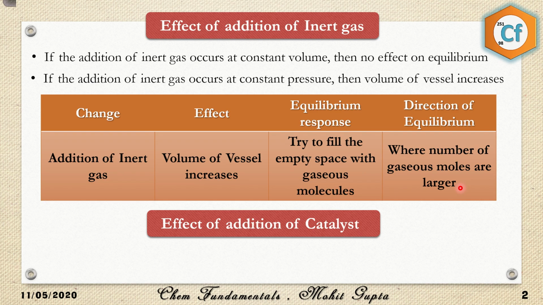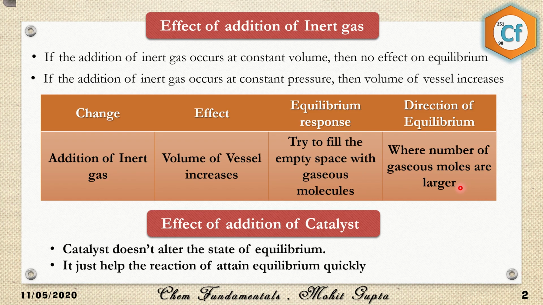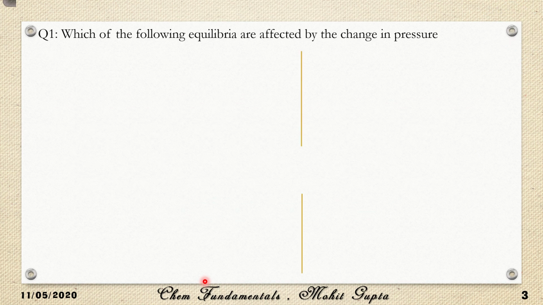So next is the effect of addition of catalyst. From the very first lecture of equilibrium, we are studying that catalysts do not affect equilibrium. So a catalyst doesn't alter the state of equilibrium. It just helps the reaction to attain equilibrium quickly. So it increases the rate of reaction. Along with that, it also decreases the rate of reaction, due to which the equilibrium stays where it was, and it just decreases the time taken to reach equilibrium. So let's do a few questions.